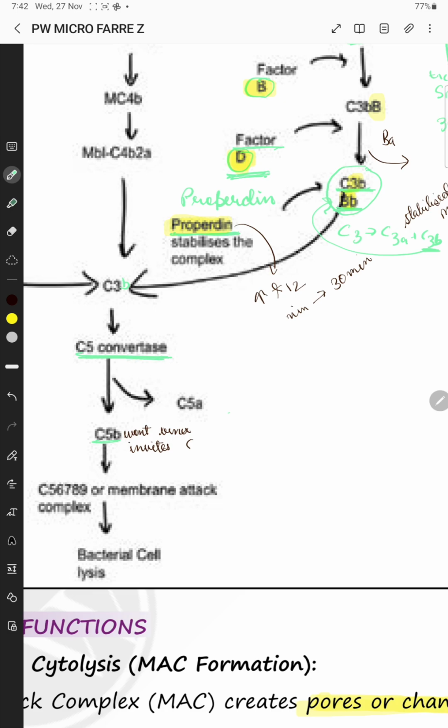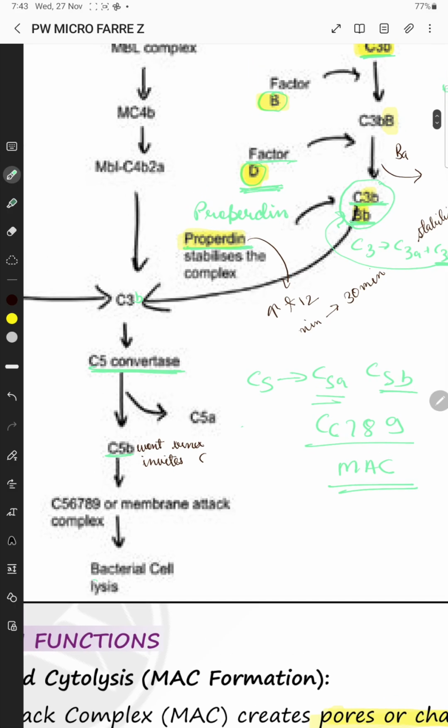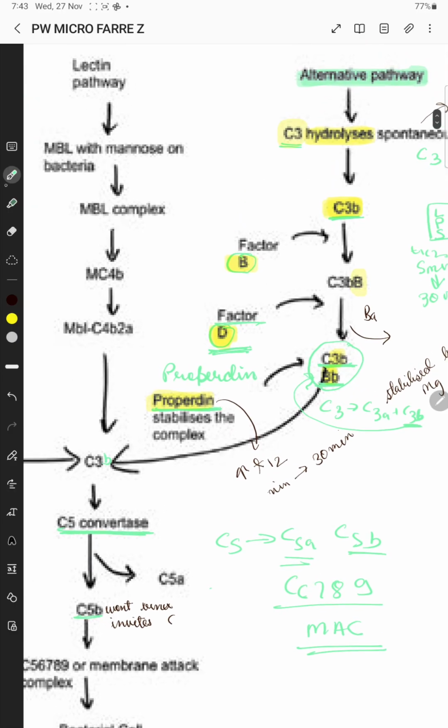When C5 convertase is formed, C5 will come and be broken into C5A and C5B. C5A will move away. C5B will invite the other members, C6, 7, 8, 9, and then the membrane attack complex will be formed, and finally there will be lysis of the bacterial cell. So the alternative pathway is started by the spontaneous hydrolysis of C3.